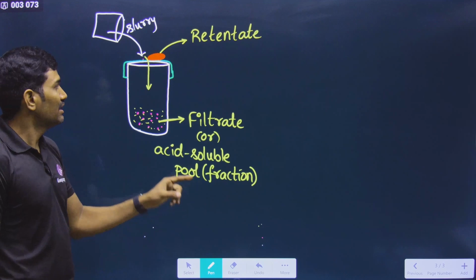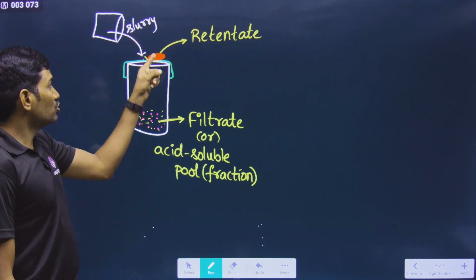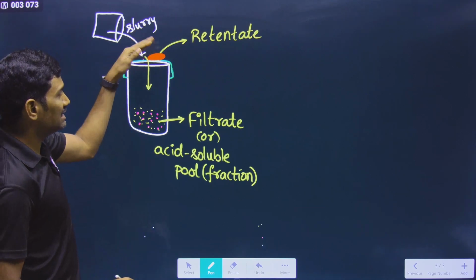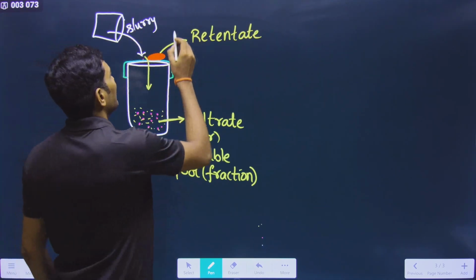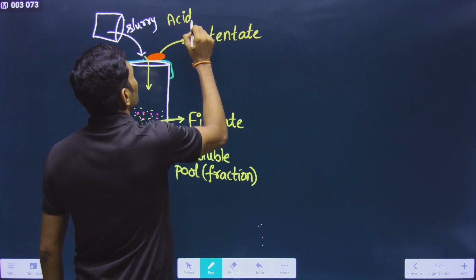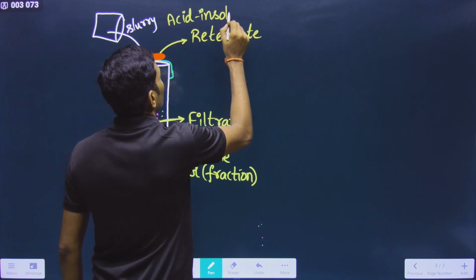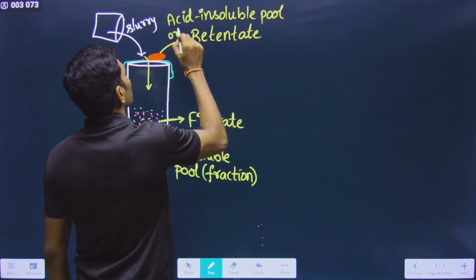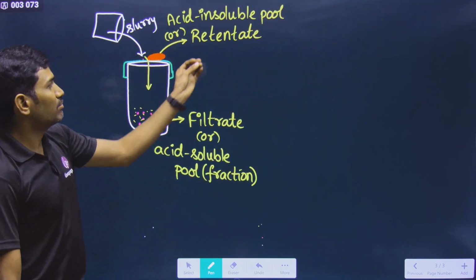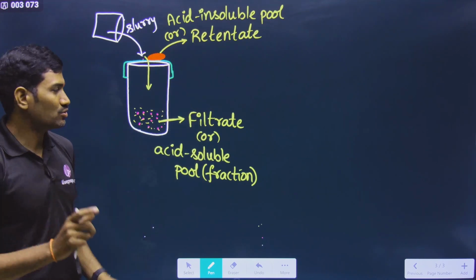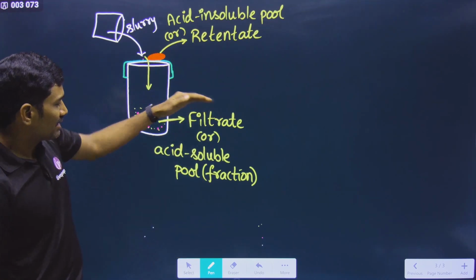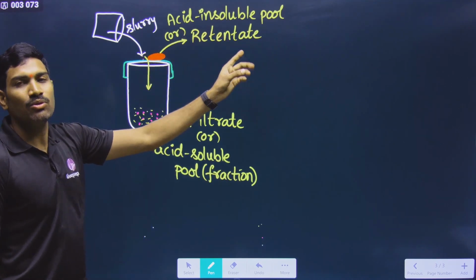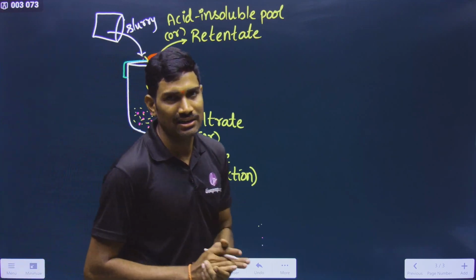That is the filtrate. And what about this retentate? It is not coming along with the acid. Please remember this. It is present above the cloth. So that's why this retentate is called the acid insoluble pool or acid insoluble fraction, or simply retentate. So two fractions we are getting. One is the filtrate, also called the acid soluble pool, and the other is the acid insoluble pool or retentate.